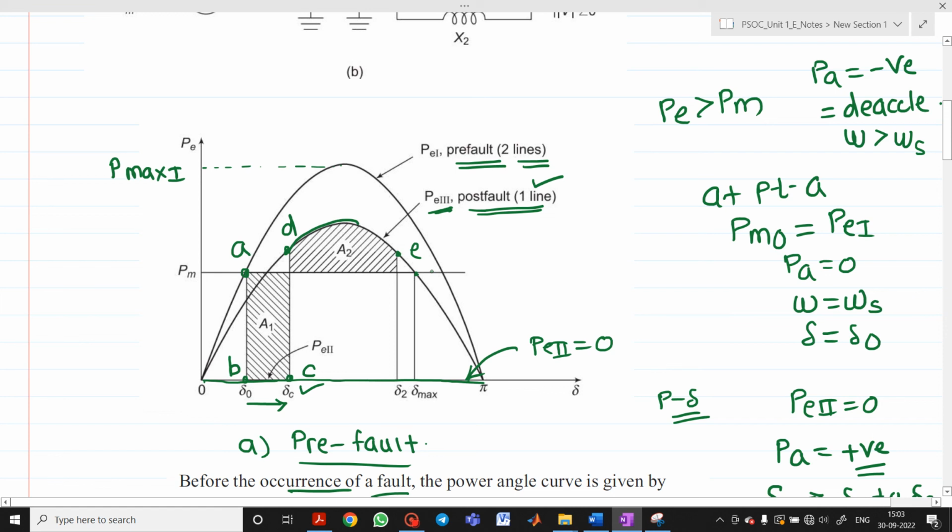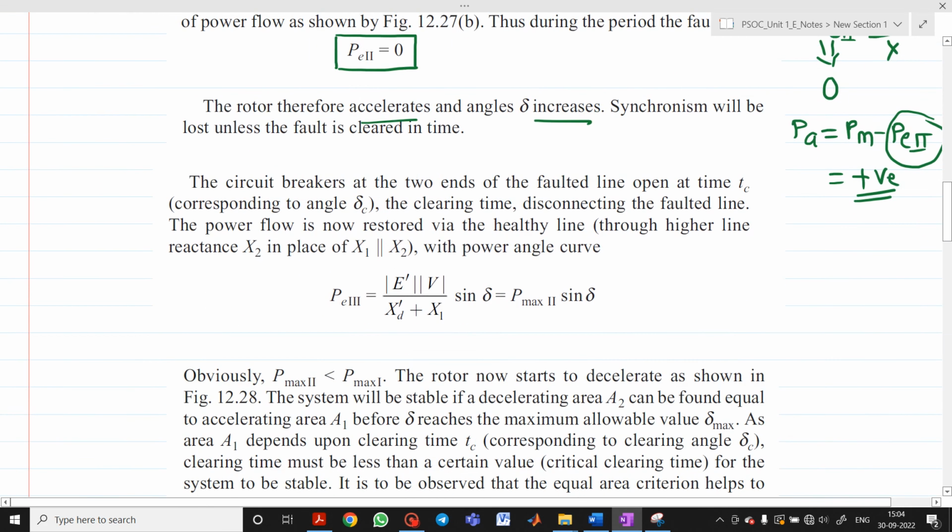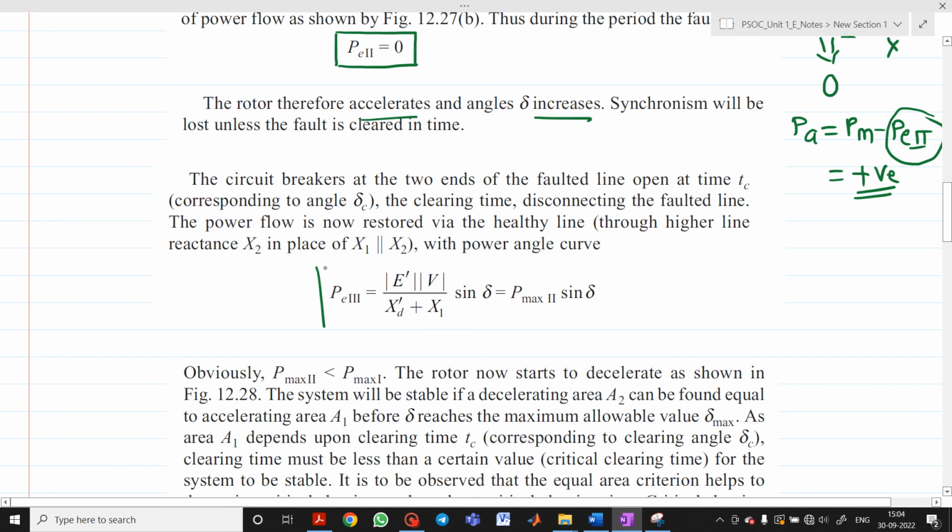At point E, what do you observe? Here I will take this E point. So PE will be equal to Pmax into sine delta 2. Now here delta reduces and speed will try to become equal to synchronous speed, that is omega s. So what was the formula here for PE3? Now we have only one line, so reactance will be Xd dash plus X1. So this is the electrical power transfer in a post-fault situation. Here, instead of Pmax 2, you have to write Pmax 3 into sine delta.